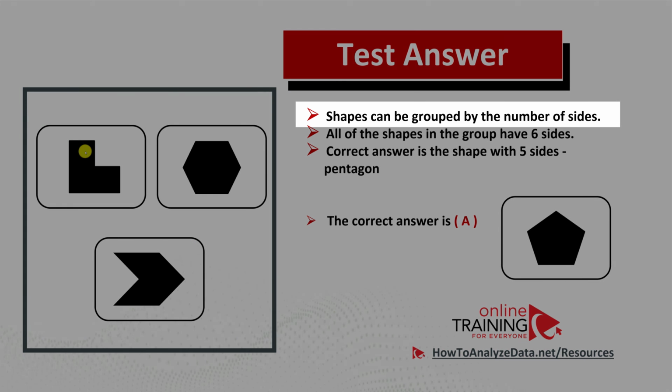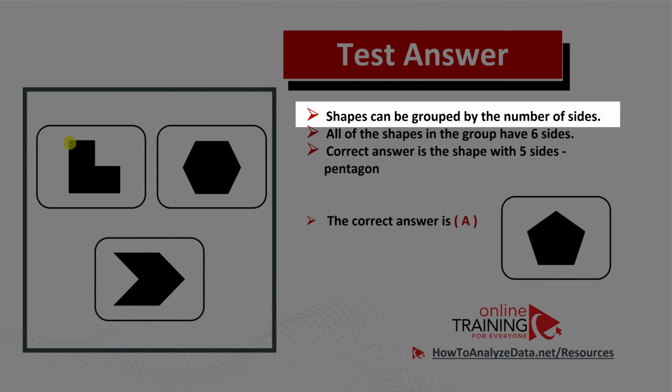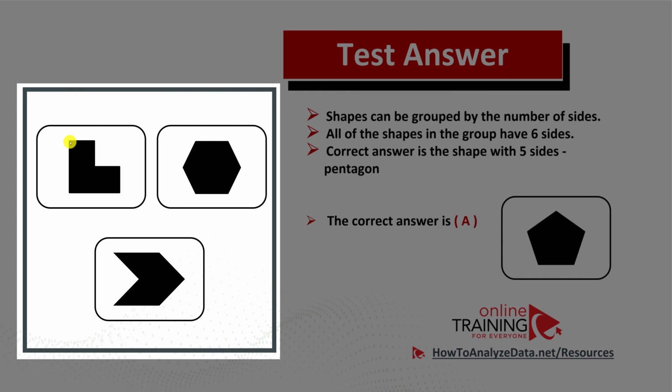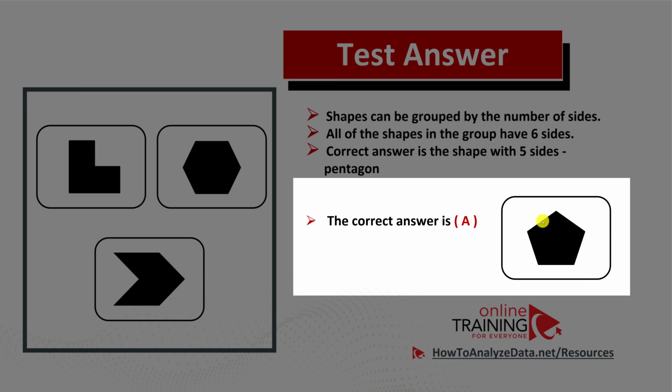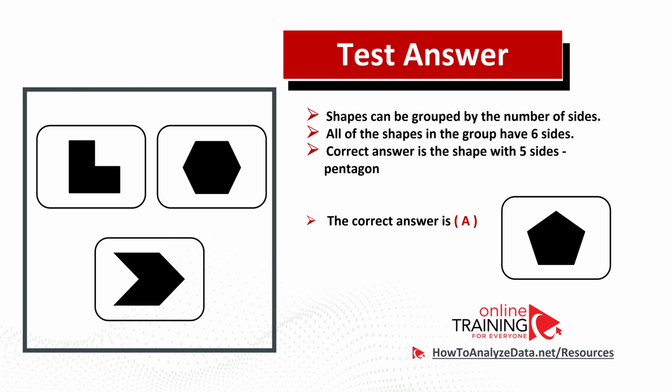In this case, shapes can be grouped by number of sides in the shape. For example, you see that all the shapes on the left have 6 sides. If you count the sides, for example, in this shape, you will see that there's 1, 2, 3, 4, 5, 6. Same with the hexagon, 1, 2, 3, 4, 5, 6. And same with the arrow, 1, 2, 3, 4, 5, 6. So the correct answer here is choice A, the pentagon, which only has 5 sides, 1, 2, 3, 4, 5. Hopefully you've nailed this question and answered it correctly, and now know how to answer similar questions and problems on the test.